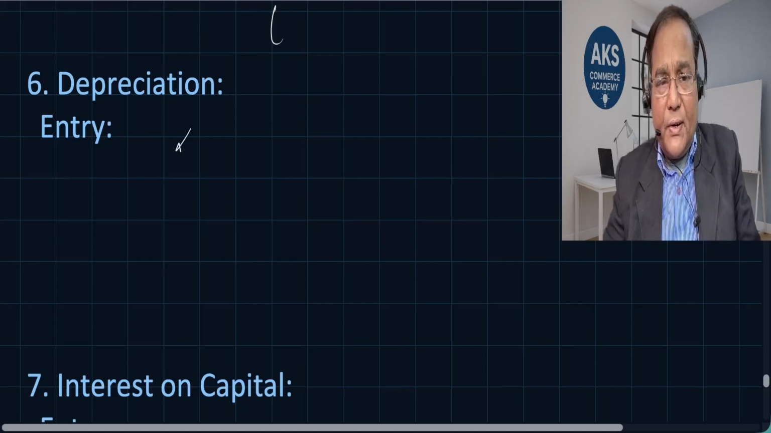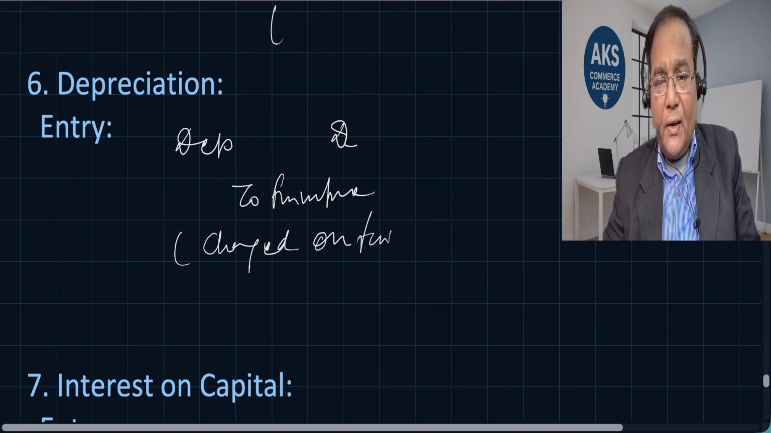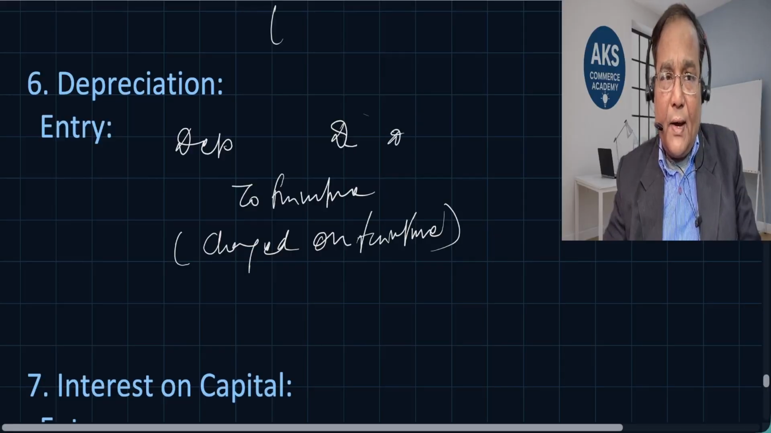Depreciation. So depreciation is debited and furniture is credited, if there is depreciation charged on furniture. I hope it is clear. Depreciation account is debited with the amount up here.